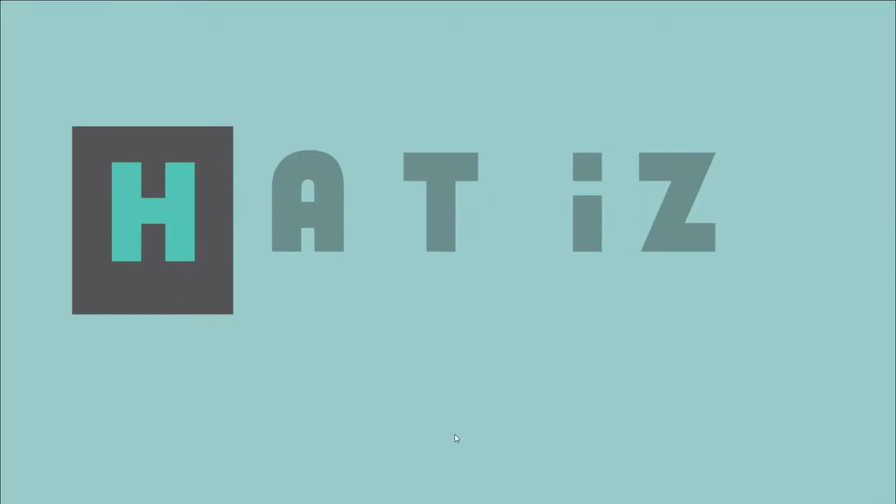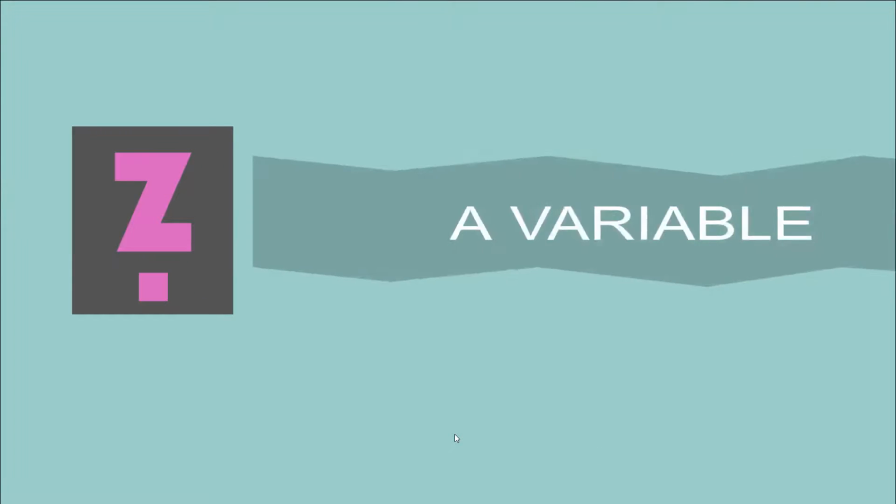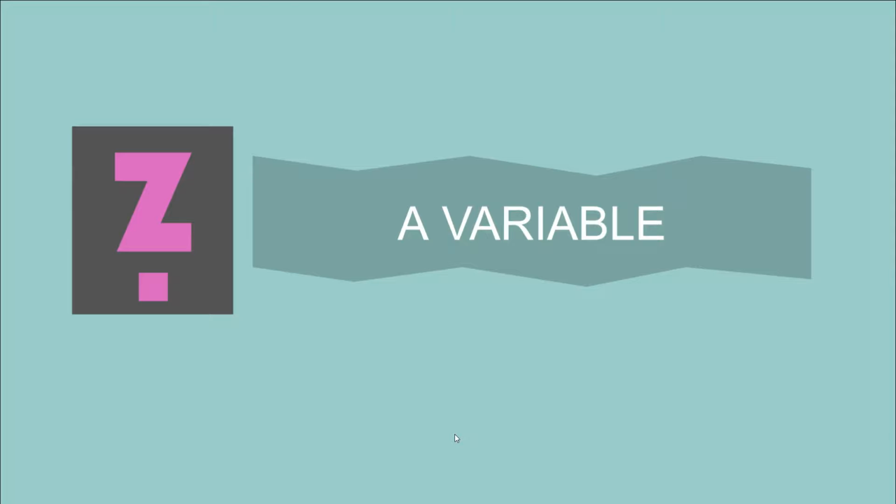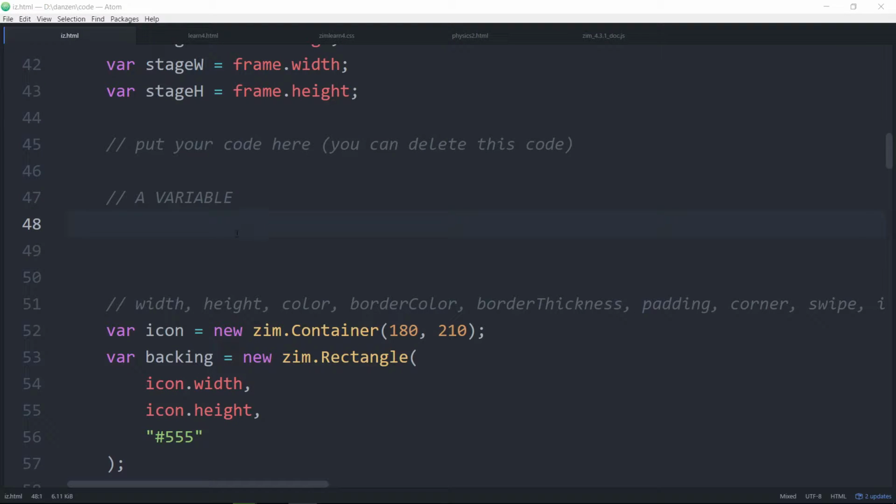What is a variable? We use a variable to hold information, and that information can change, hence it's variable. Let's take a look into our code.